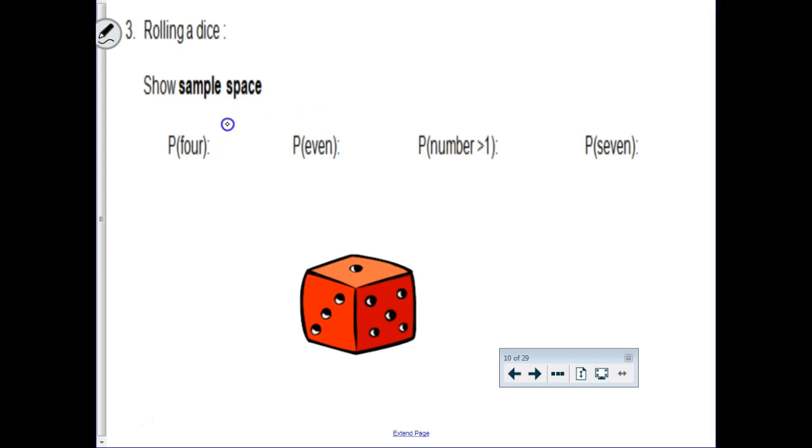He's not watching it. All right, rolling a 4 on a six-sided number cube. How many 4s are on that dice? 1 out of 6. All right, rolling an even. Well, 2, 4, and 6 would be even, so you could start with 3 out of 6, but that's going to reduce to 1/2. A number greater than 1. So a winner in this case would be a 2, a 3, a 4, a 5, or a 6. So that would be 5 out of 6. And then can you roll a 7? No.